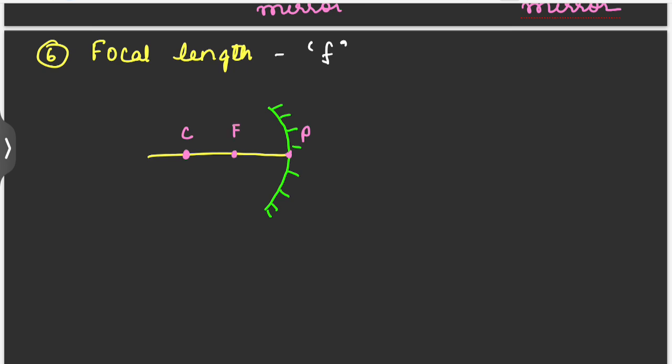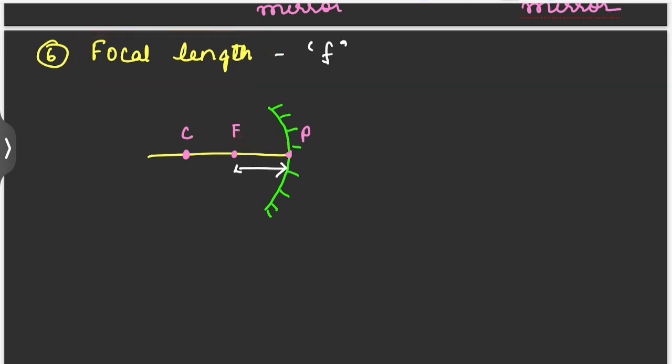So what is focal length? It is the distance from the principal focus up to the pole. So from here to here, this distance. This is the principal focus and this is the pole. So the distance from here to here, can you see this distance? This distance from F to P is called as the focal length.